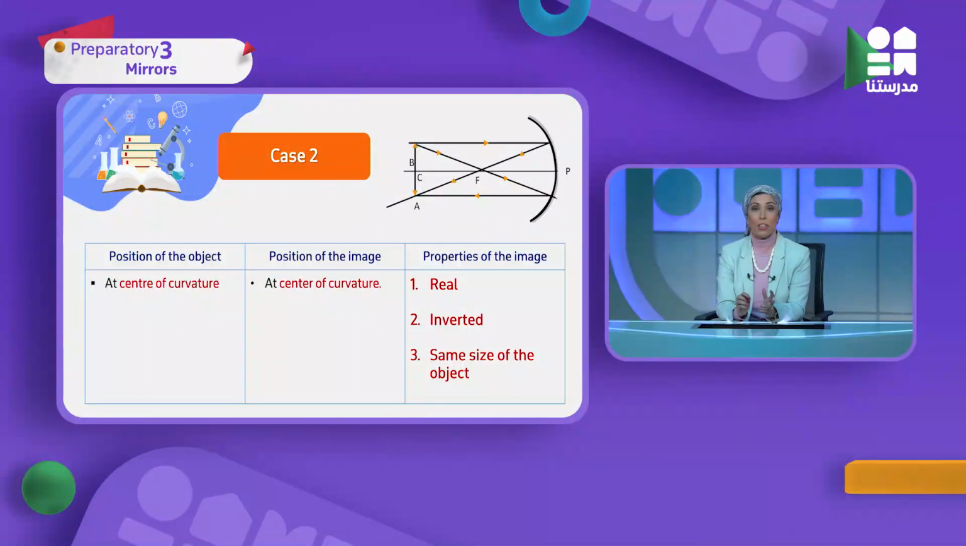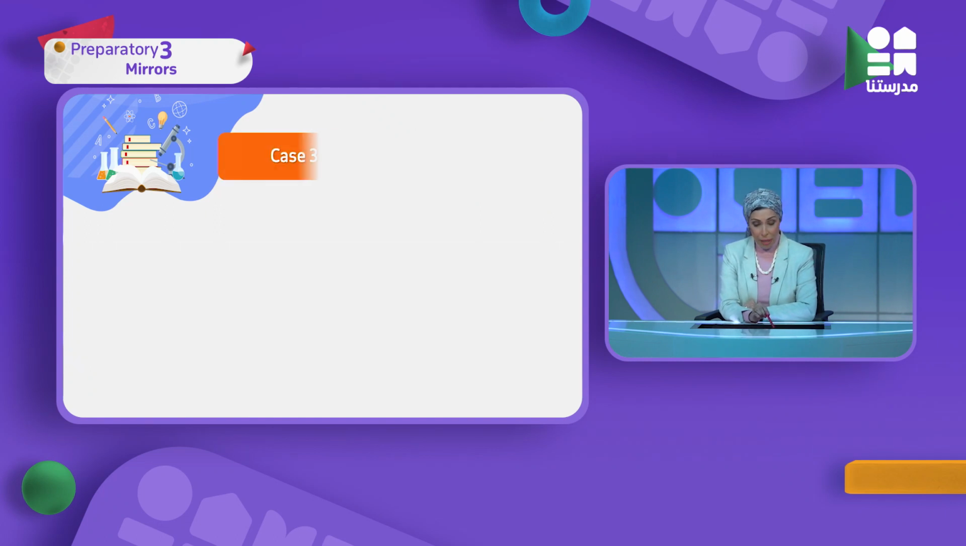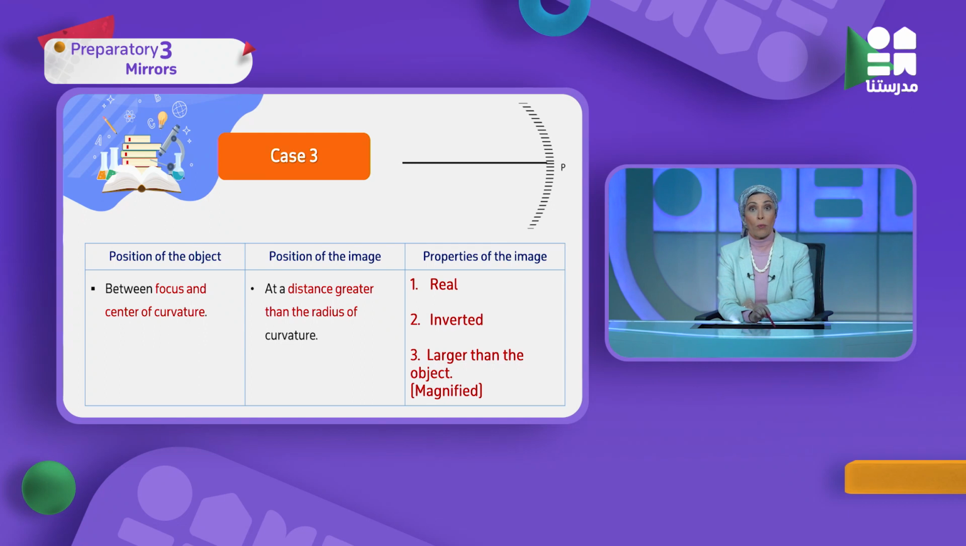Yes, the first thing we start to see is its shape. Inverted, the head of the arrow down and the tail on the principal axis, so it's inverted. I said before, if it's inverted, it's a real image. I can receive it on the screen. And what about the size? The same size as the object. This is case 2. We'll move quickly through the cases and then we are going to know how we can draw it together.